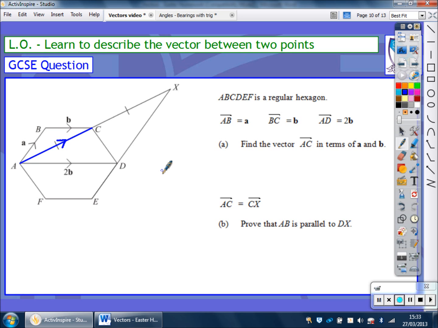Now, we don't know what that vector is already, so we have to find another route. Well, it's quite clear to see that if we go from A to B and then from B to C, we've made the same journey. So, the vector A to C is equal to the vector A to B plus the vector B to C.